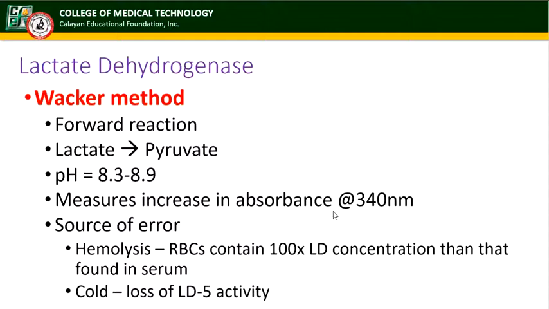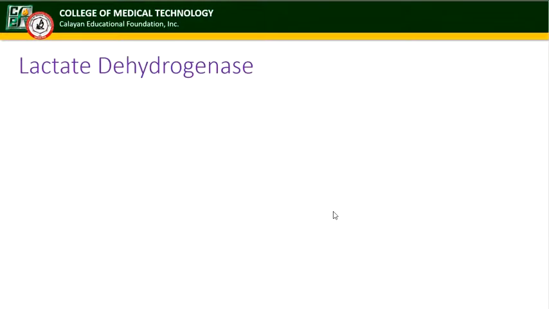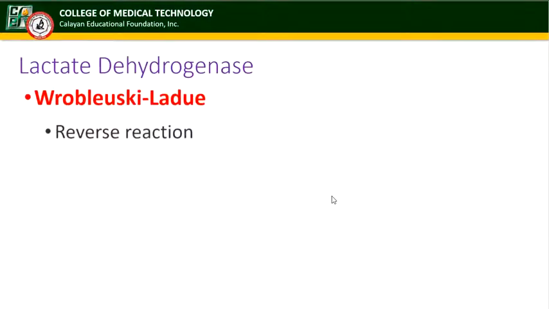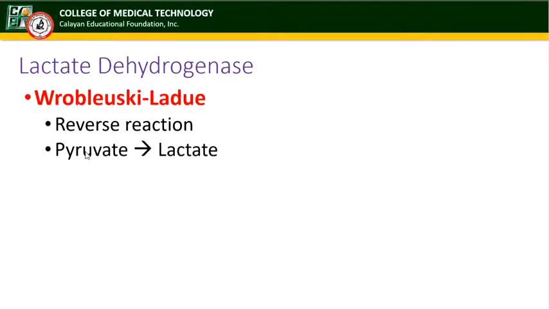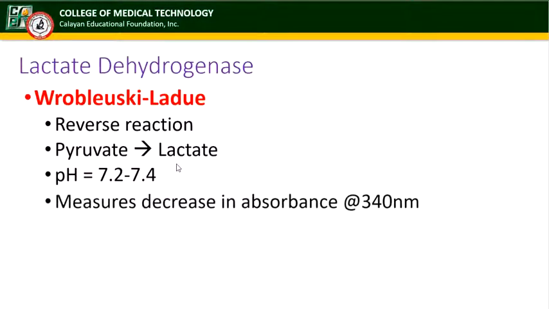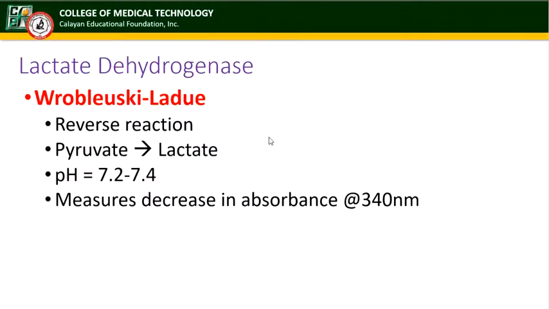So, cold labile ang ating LD5. So, kapag nilagay o ni-store mo sa malamig, masisira ang LD5. So, wag siyang ilalagay sa ref kapag gusto mong i-test yung LD5. Robluski-Ladu. So, reverse reaction. Baliktad naman. Pyruvate to lactate. pH 7.2 to 7.4. Measures decrease in absorbance at 340 nanometers.